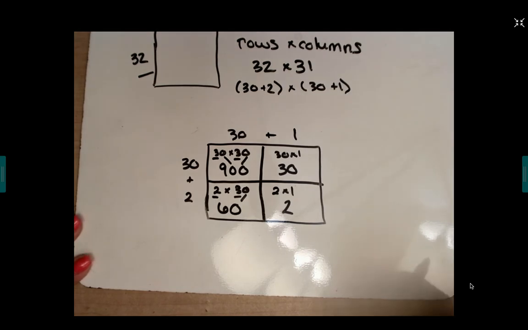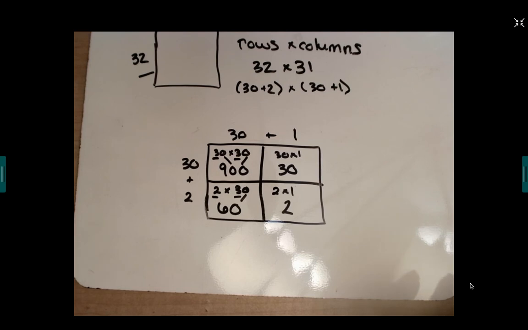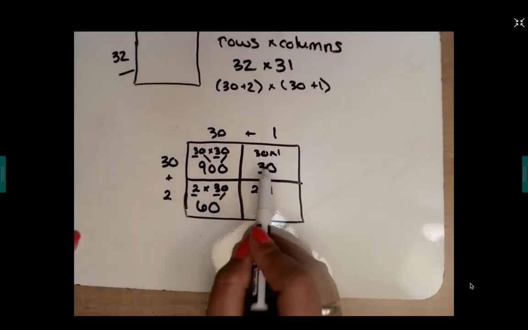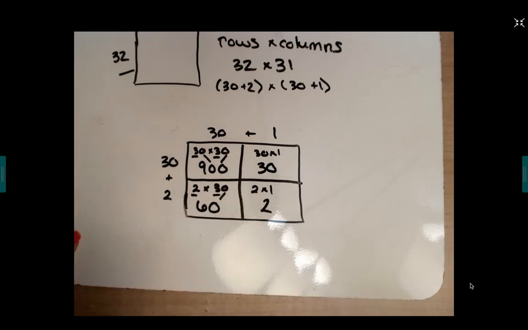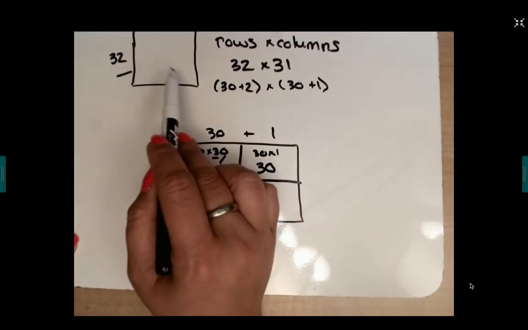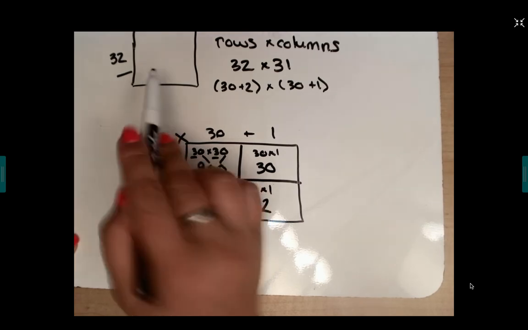So now you're like, Ms. Sharp, I've done so much work. We're not done yet. We are going to now take these 4 numbers here in these 4 boxes and add them all up together to give us our total of 32 times 31 and our area of this rectangle here.